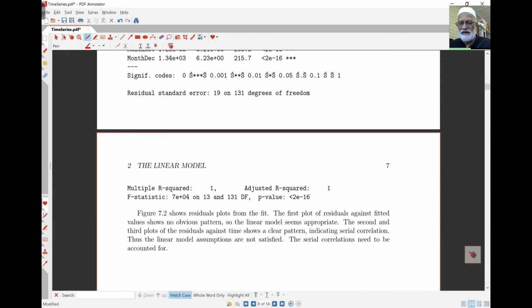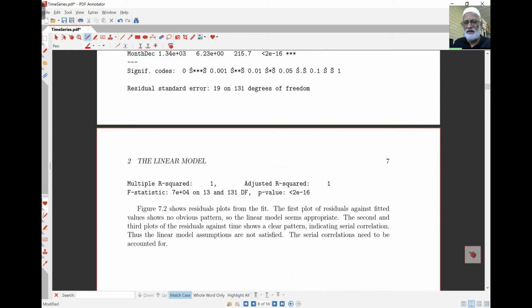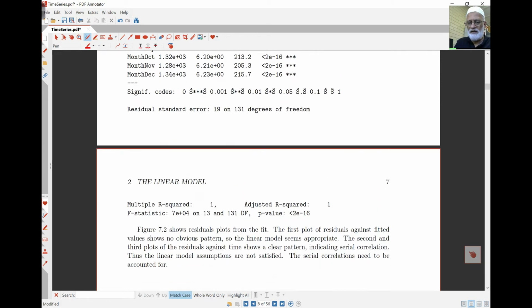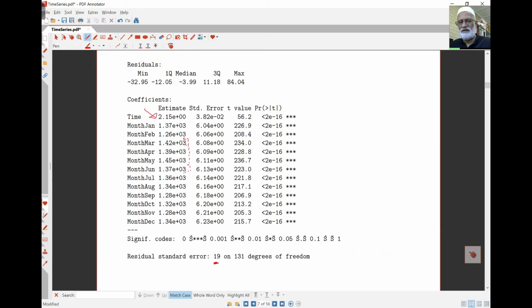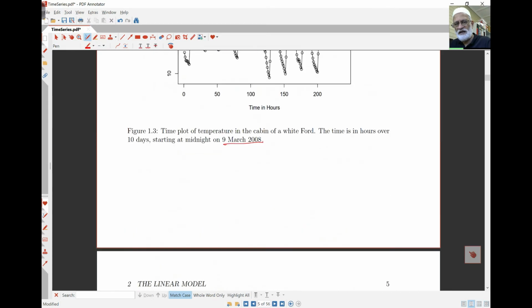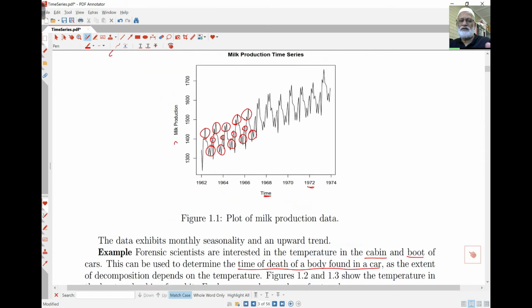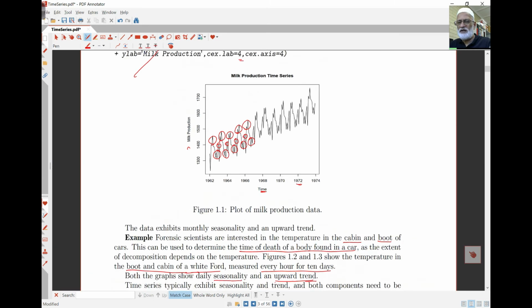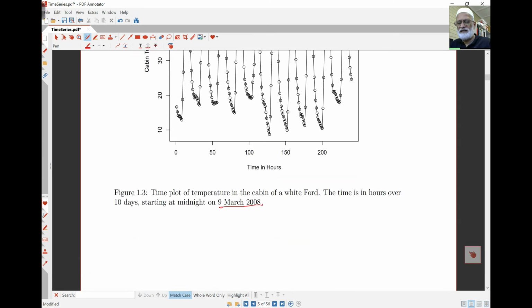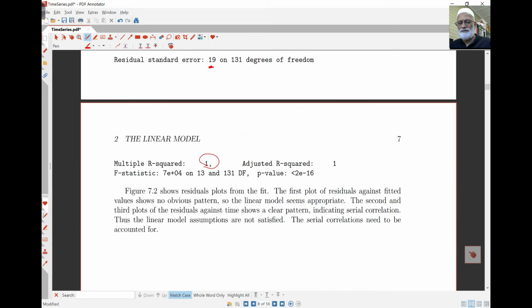Now on the face of it, this looks like a very good model because all the variables are significant. If you look at R squared, multiple R is actually equal to 1, and the residual standard error in this case is only 19. Now if you consider that compared to the actual data values, which go into several hundreds, if you look at the plots, if I can go back for a second, you'll find the plot of the milk data indicates values about 1700 or so maximum from 1300. So that means a residual standard error of 19 is not so bad at all.